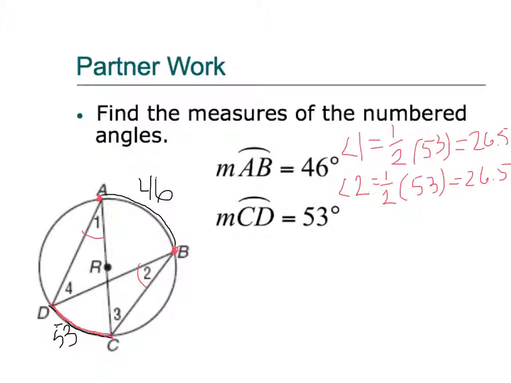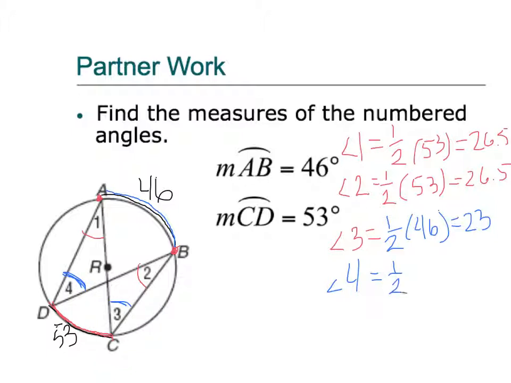Next thing I'd like you guys to find is angle 3. Angle 3 is over here, and it opens up to arc AB, which is 46 degrees. Half of 46 is 23. And angle 4 is over here, and it also opens up to arc AB, and since it's an inscribed angle, I know it's half of its intercepted arc, and I get 23. Awesome, great review from yesterday. Moving on.